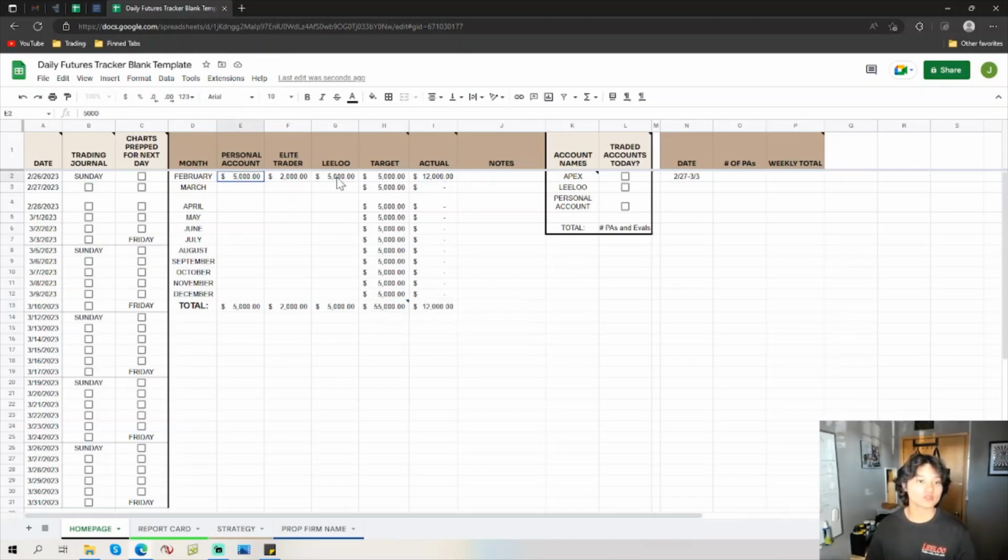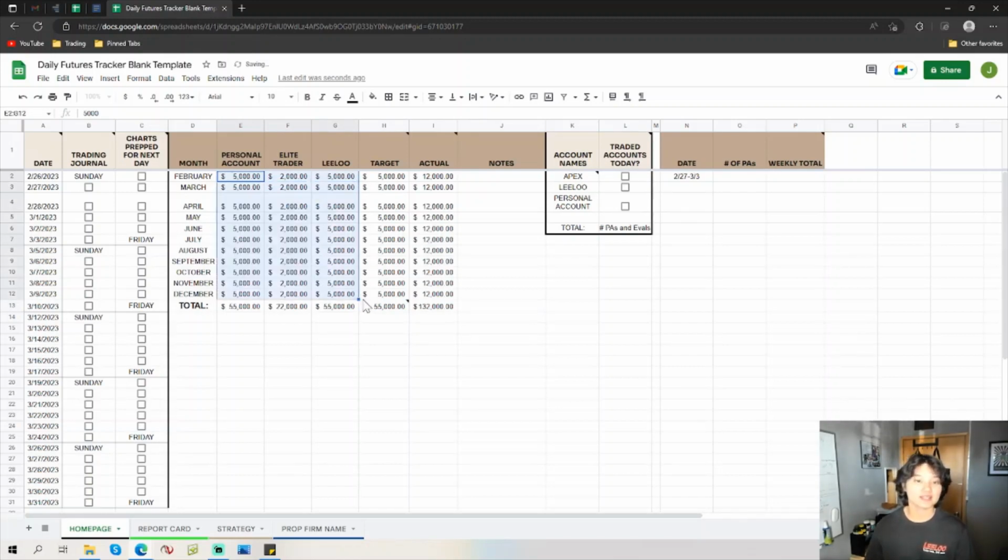Now, if you were to just mess around here and just say every month you made the same amount of money with trading, which isn't always true, right? Go ahead and drag it all down. It'll give you the totals for each of the columns. So for your personal account, you brought in $55,000. Elite Trader, 22 grand. Lilu, 55 grand. Again, you need 55 grand to survive.